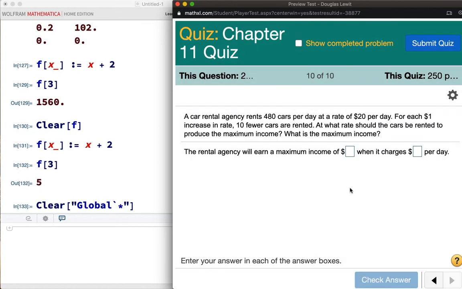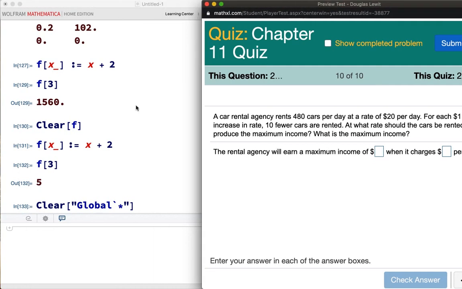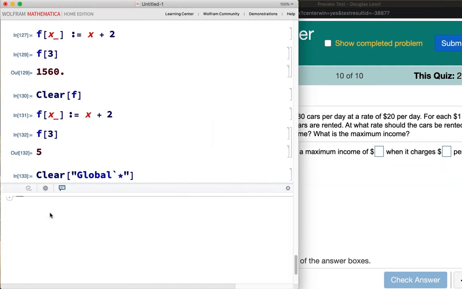Okay, a car rental agency rents 480 cars per day at a rate of $20 per day. For each $1 increase in rate, 10 fewer cars are rented. At what rate should the cars be rented to produce the maximum income? What is the maximum income? Okay, I'm going to use the same strategy as before. So profit of P, I'm going to use an if statement.